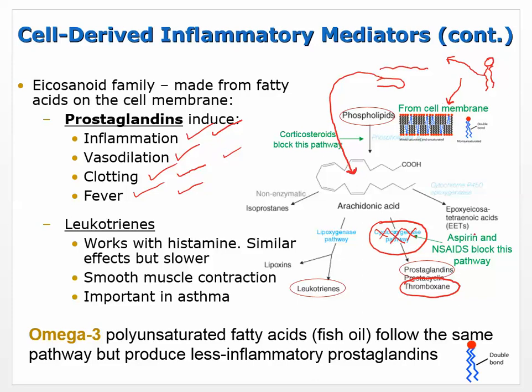NSAIDs, so non-steroidal anti-inflammatory drugs, that's what NSAID stands for. But aspirin and NSAIDs block all of these things. They block the production of prostaglandins.